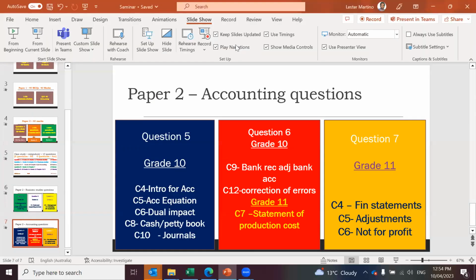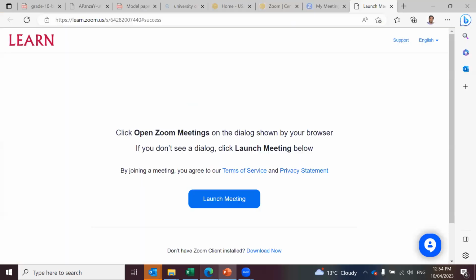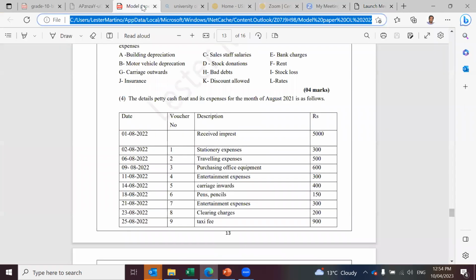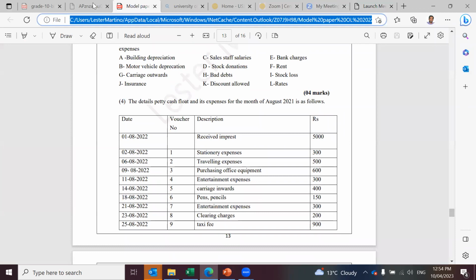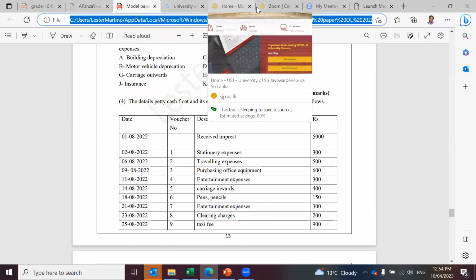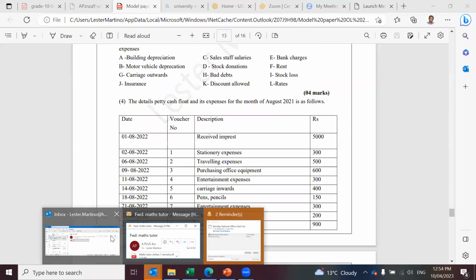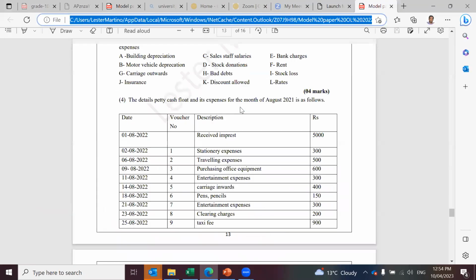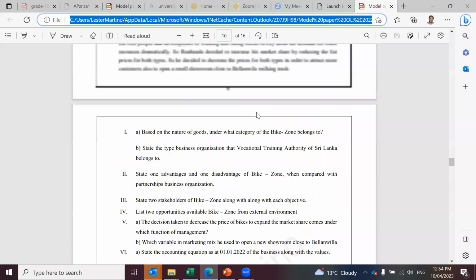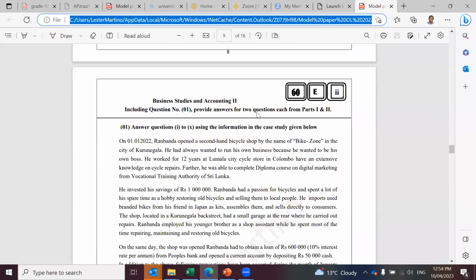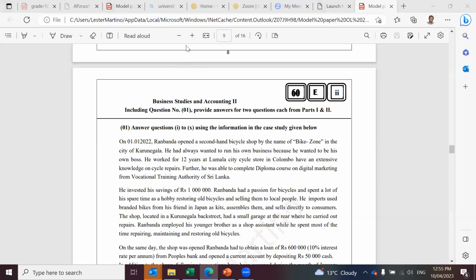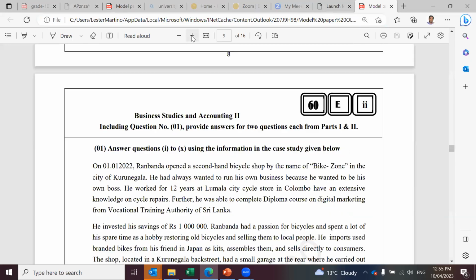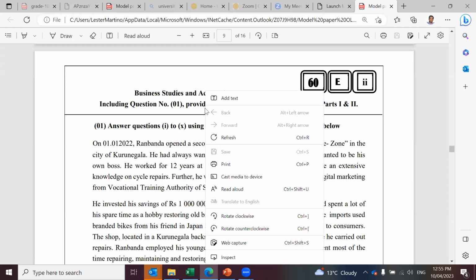Okay, so I hope everyone got the paper. Just give me a minute. Have you got the paper with you now? Okay, can you see the screen I'm sharing now? Everyone, can you see the screen? If you have a doubt, please put it in your chat box so that I can answer then and there.